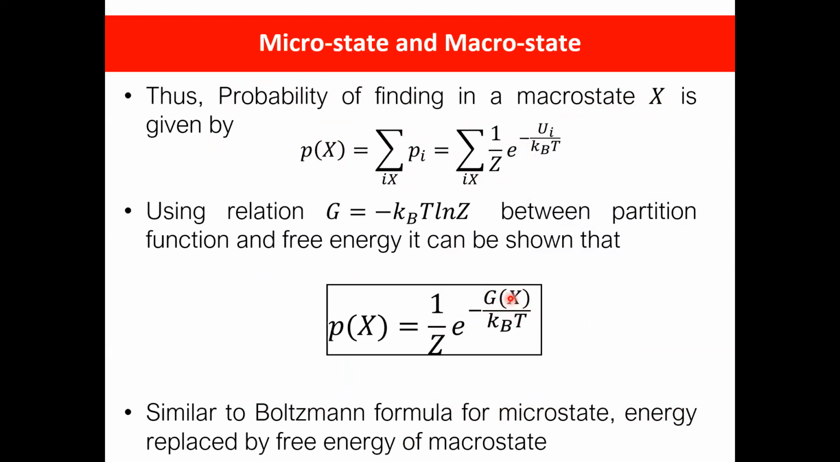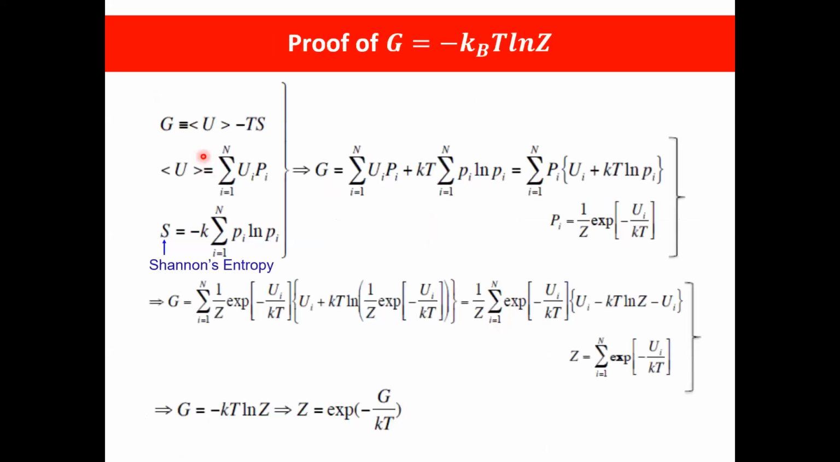All right, now how do we get this relation G is equal to minus kBT ln Z? That derivation is given here on this page. You can look at this derivation, and here we are using another alternative formula for the entropy. This formula is called Shannon's entropy. The formula S equal to kB ln W is called the Boltzmann entropy, and this one is the formula for Shannon's entropy.